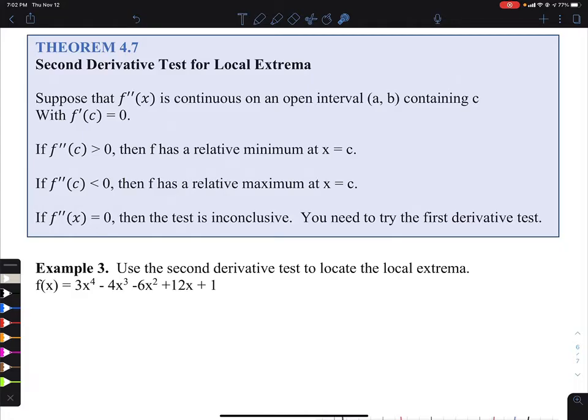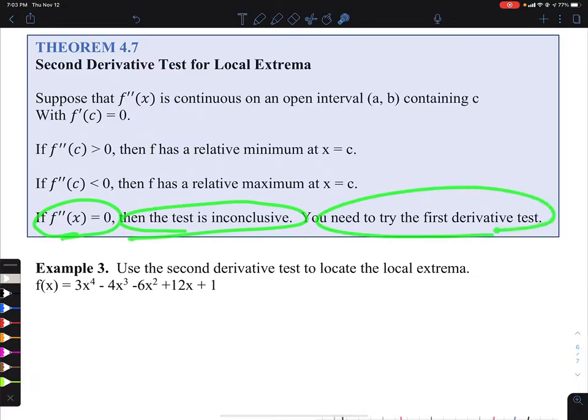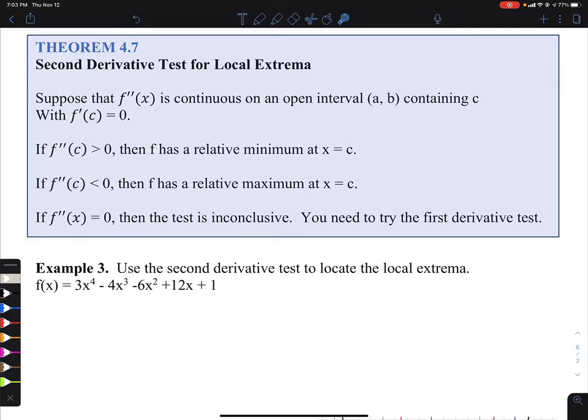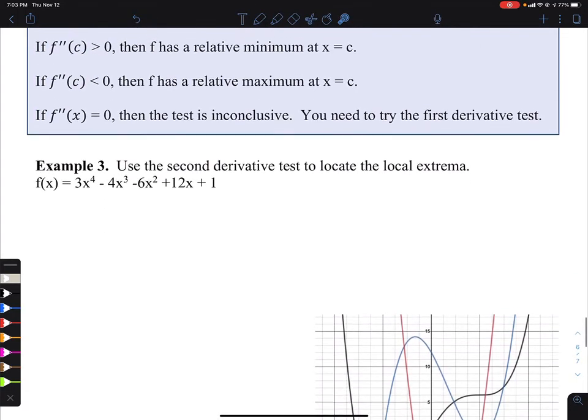Now, one little caveat: if the second derivative is 0, neither positive nor negative, this test is inconclusive and you need to do the first derivative test or something else. Okay? So, in summary, to use the second derivative test, you find where the derivative is 0. You can't do undefined, only 0 in this for the second derivative test. Then you test the second derivative at that point. If it's positive, you have concave up, meaning relative min. If it's negative, you have concave down, which means relative maximum. So this one's a lot easier.